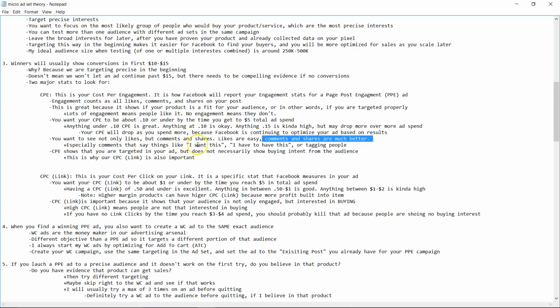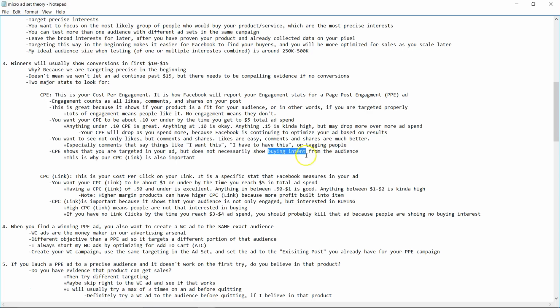Especially comments where people are saying, I want this, I have to have this. If you're selling e-commerce products, those are always a great sign. The more targeted your ad, the better your CPE will be, okay? But it doesn't necessarily show buying intent.